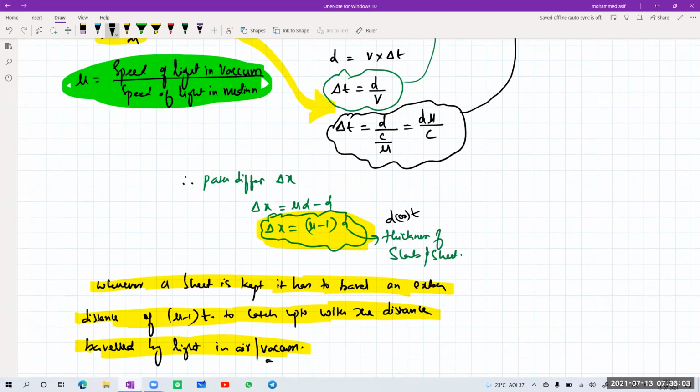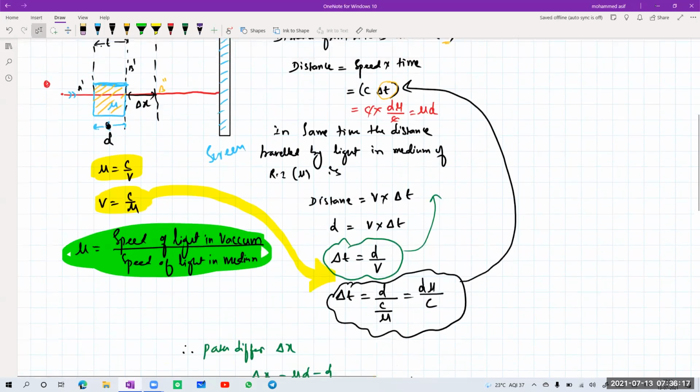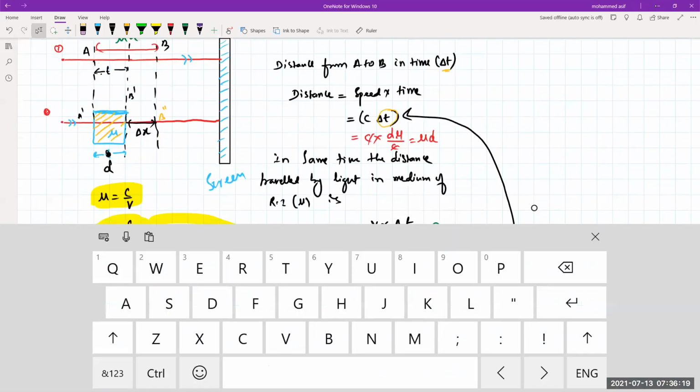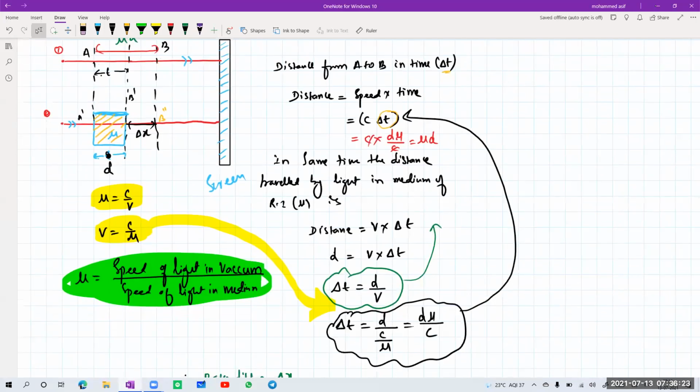Sometimes this d is also represented by t. T is known as the thickness of the slab or the sheet. That means whenever some sheet is kept in front of the slit S1 and the screen, it needs to travel an extra distance of mu minus 1 into d. How much extra distance does it have to travel in order to equate the AB? It will be traveling an extra distance of this delta x.